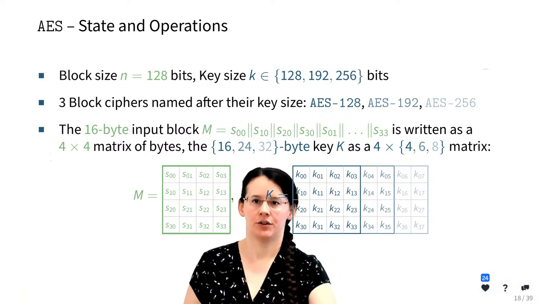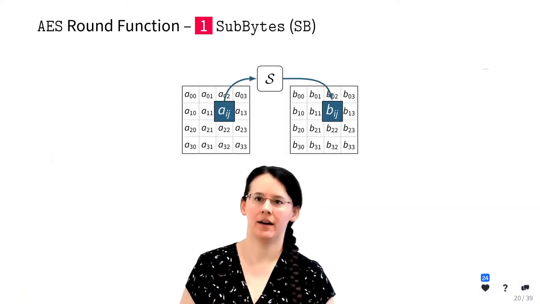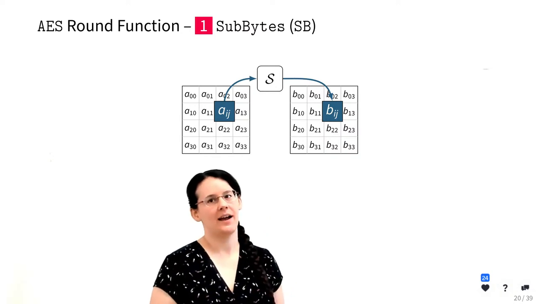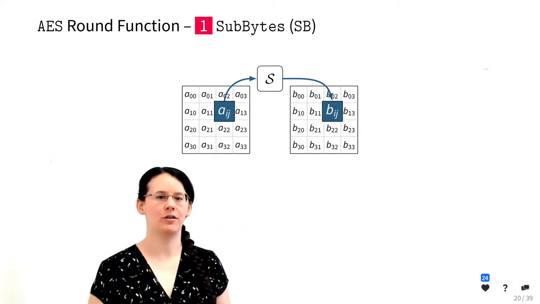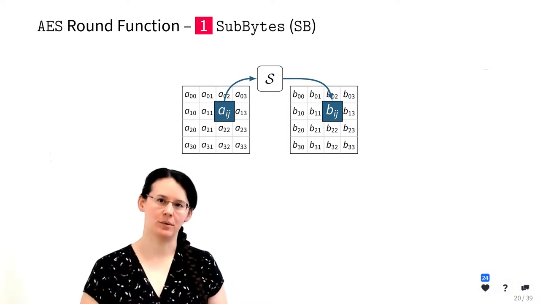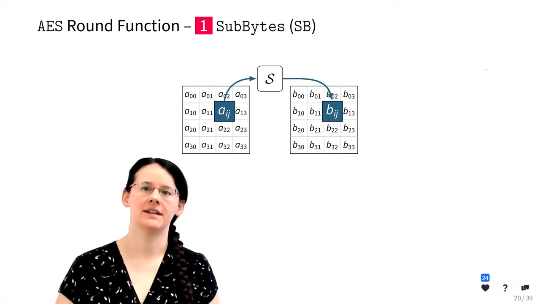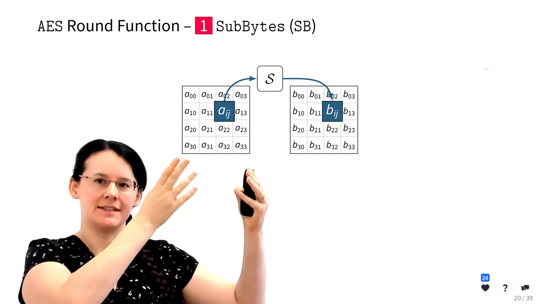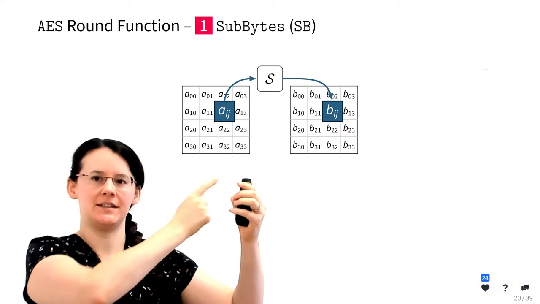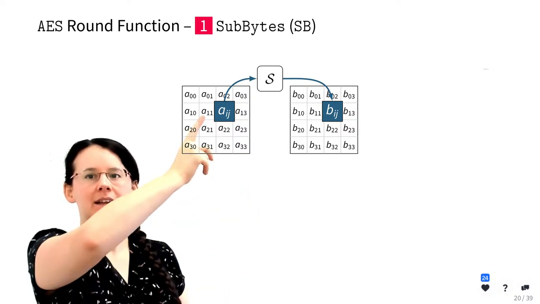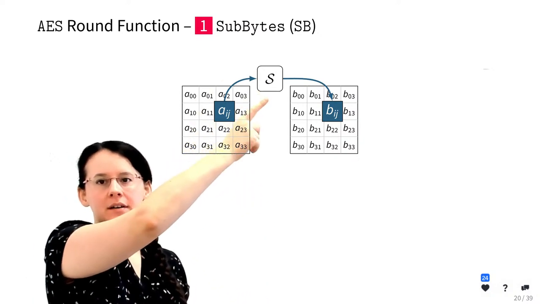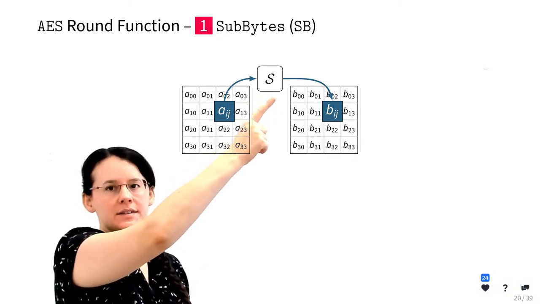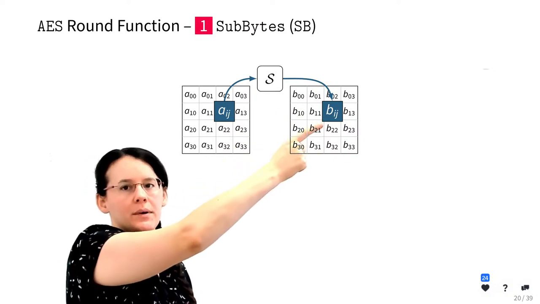So what do the individual round operations look like? The first step is the so-called sub-bytes step, and it's an implementation or an instantiation of this S-box step that we saw before. So what this does is the following. It takes the original state and then applies the same S-box to each of these 16 bytes, meaning it takes the value, looks it up in the lookup table, which does not depend on the key, and writes the result of the lookup table into the output state.